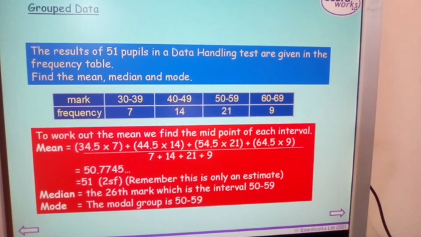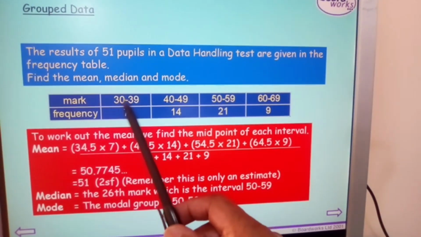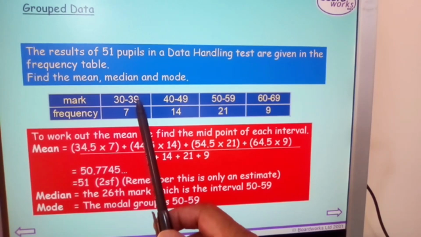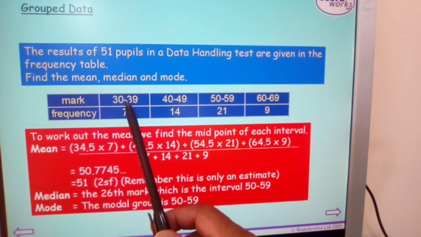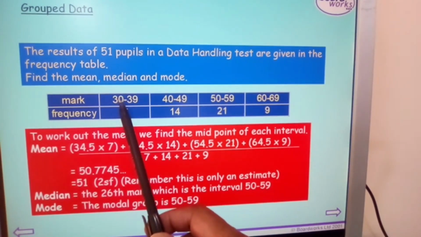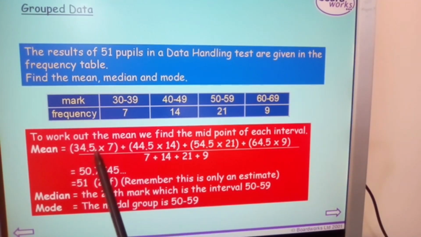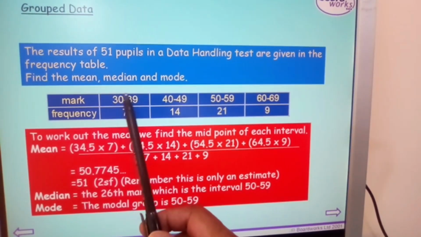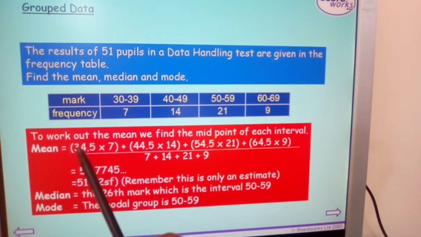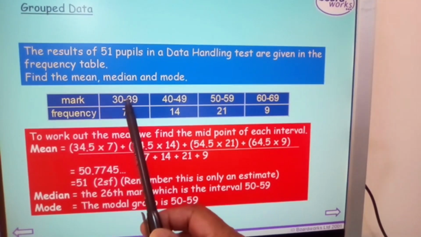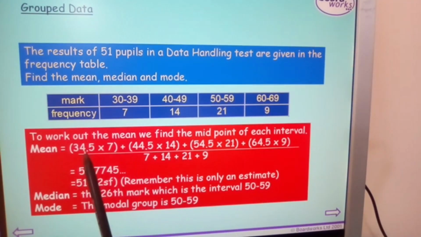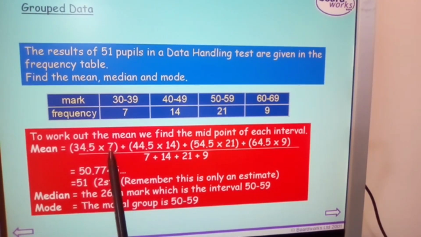Now, what they've done here is that they've taken 30 plus 39, they've added them together. What they've done then is to divide by 2, which gives you 34.5. Now this is important that you understand that. These two added together gives you 69. When you divide them by 2, gives you 34.5. It is then multiplied by the frequency of 7.